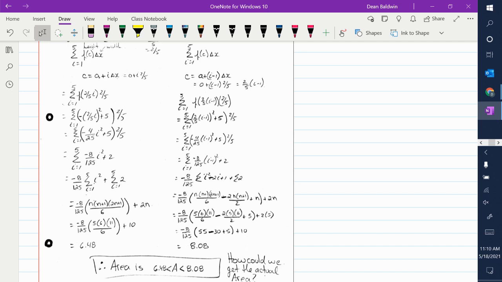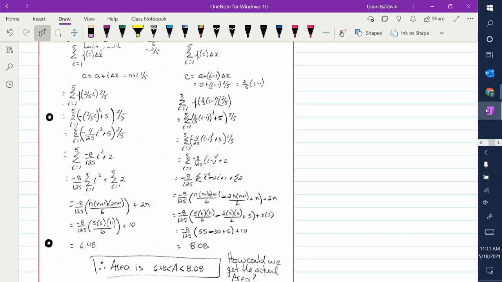The underestimate, you go through, you have 6.48. The overestimate, you do the same thing, but use the right endpoint. You go through, you get 8.08, which tells you that the area under that curve is somewhere between 6.48 and 8.08. That's a lot of work just to get a broad area, okay?